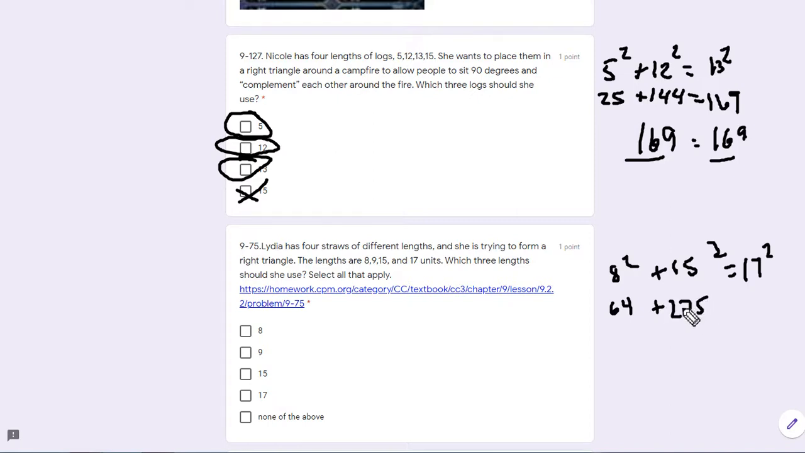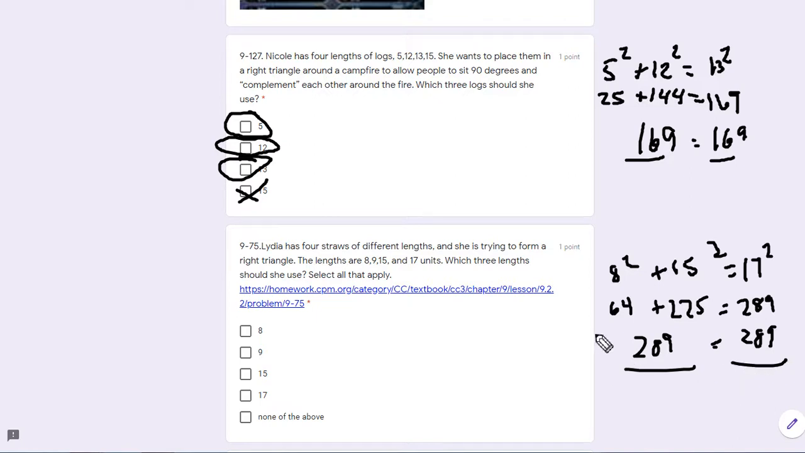225. I don't know 17 squared off the top of my head, so let's punch it in. 17 squared equals 289. Well, just looking at this, it looks like we're getting pretty close here. Actually, yeah, 289 equals 289. So we got lucky on that one and guessed correctly.